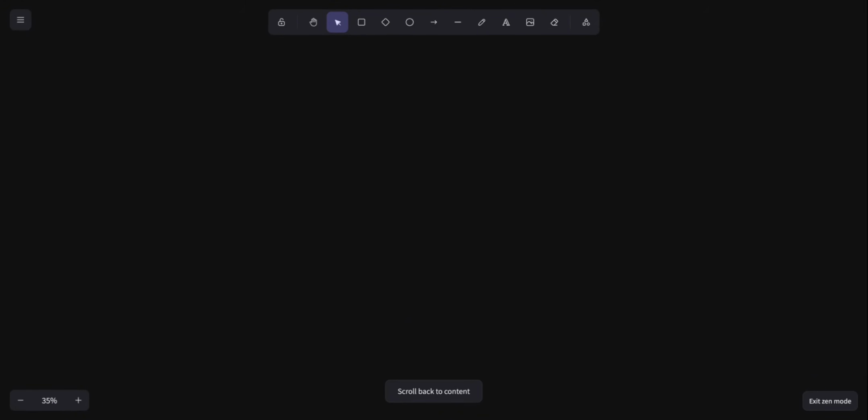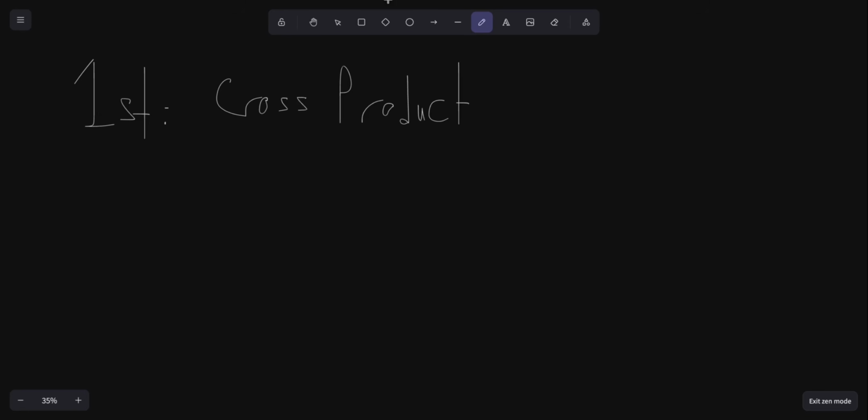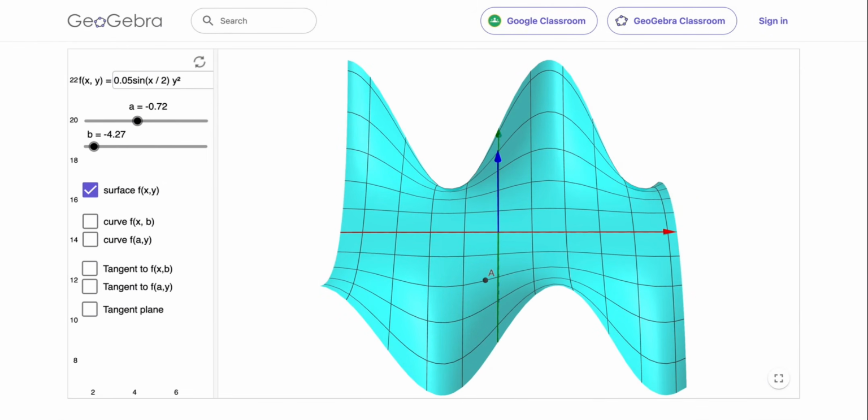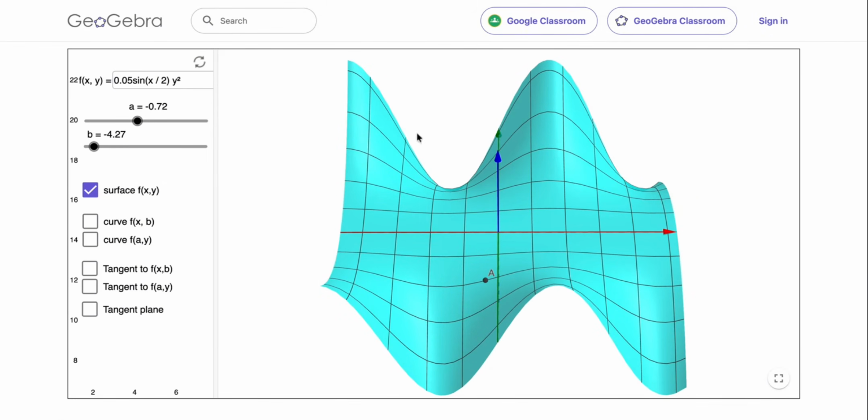So let's move on to the first method. The first method is using the cross product and the point normal equation for a plane. So if I take a look at this simulation, thank you so much to GeoGebra for creating these simulations. It has been very, very amazing.